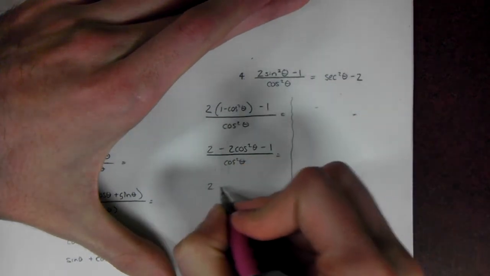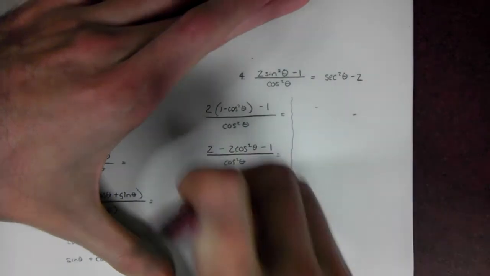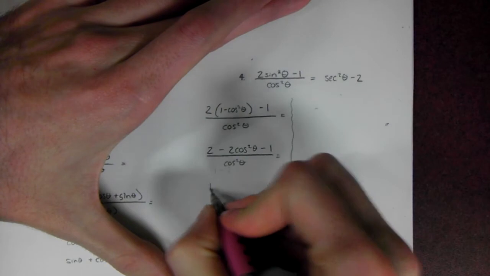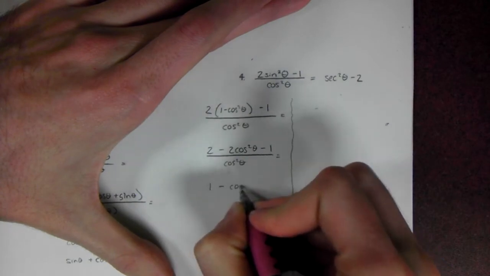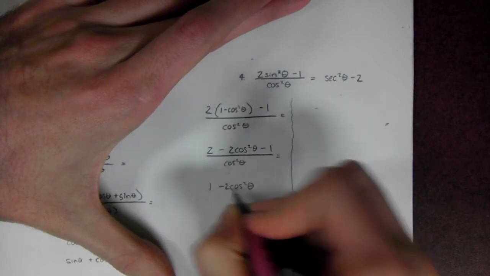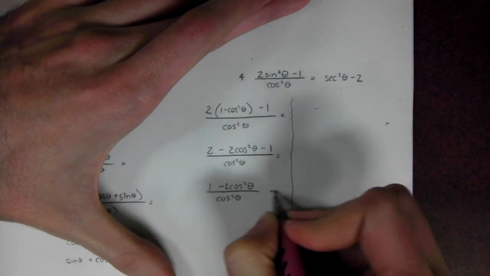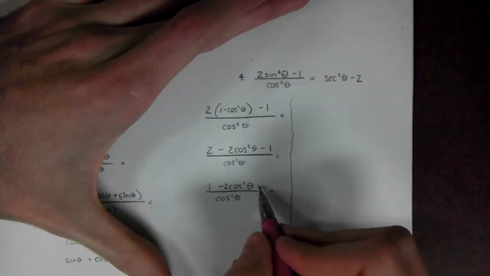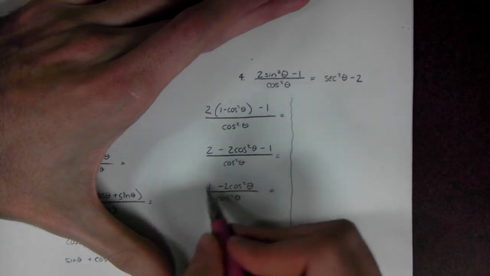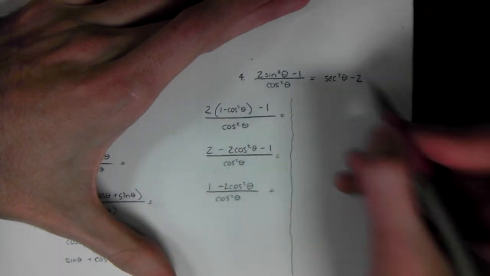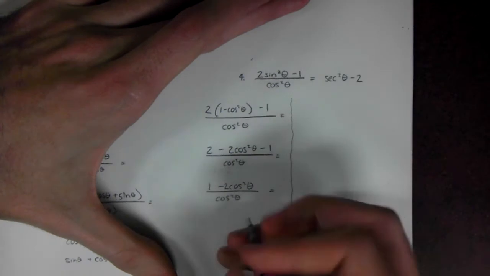So yeah, 2 minus 1 would be 1. So I'd have 1 minus 2 cosine squared over cosine squared. At this point, I recognize that I have one term here, and I have two terms in my answer. So I'm probably going to want to try to split this apart.